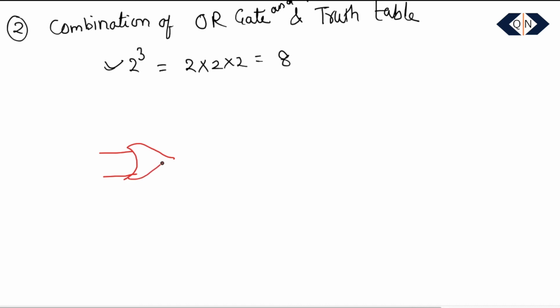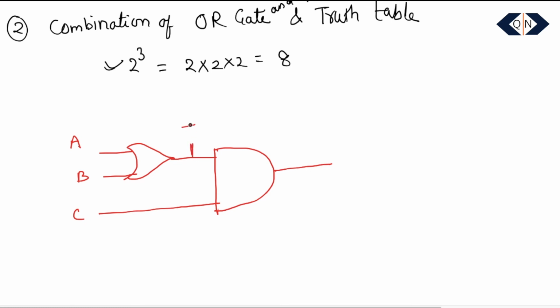So this is our OR gate with 2 inputs and 1 output. Now let's take another input and make an AND gate. So this is our AND gate. This is A, this is B, this is C.